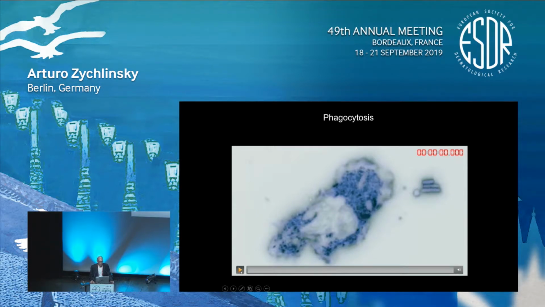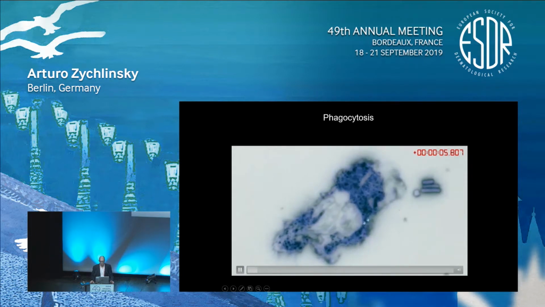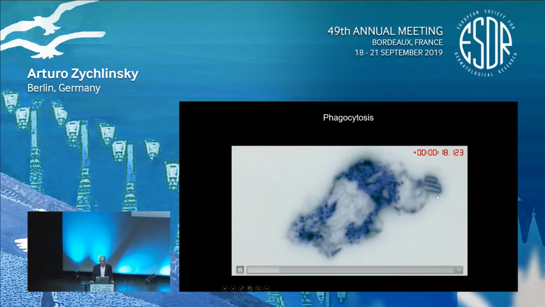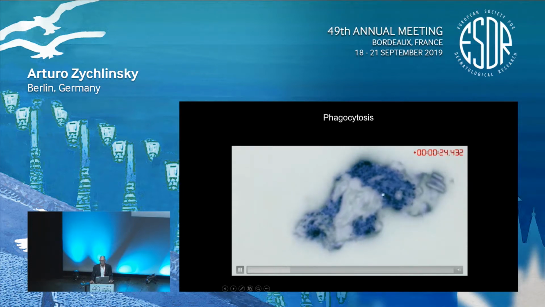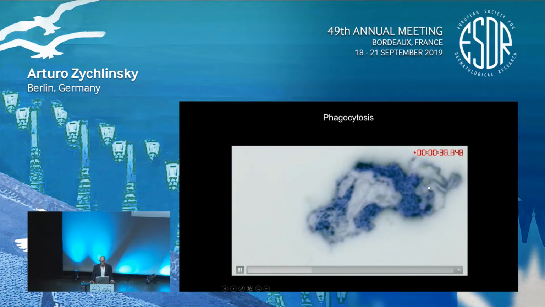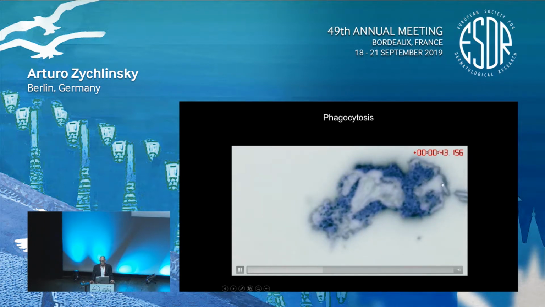And this is a movie where we took neutrophils and infected them in vitro with Shigella, a bacteria that causes dysentery. And you can see first that the neutrophil is very attracted to bacteria. Then it engulfs the bacteria. You will see now clearly this phagocytic event.